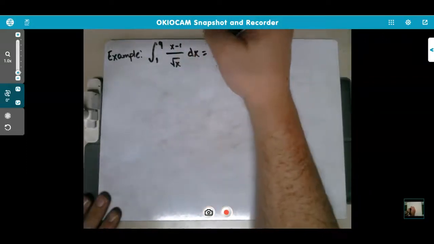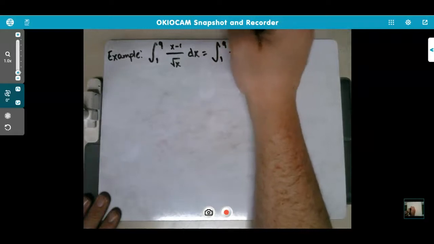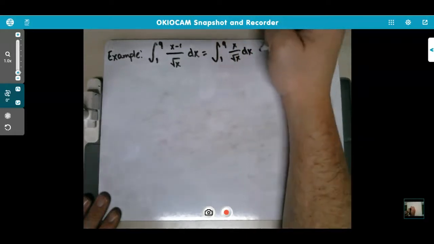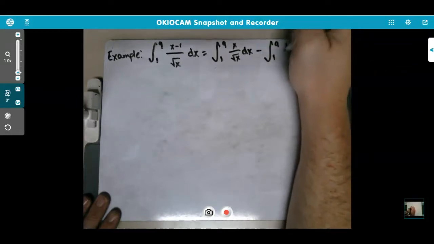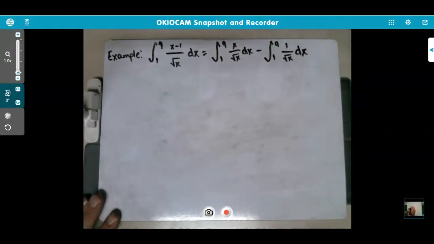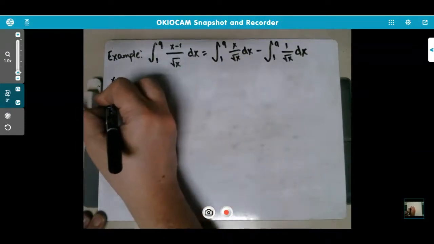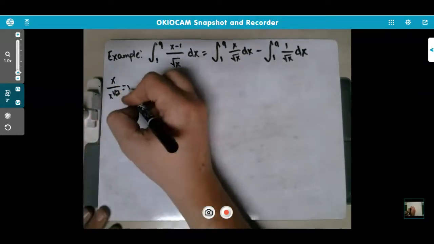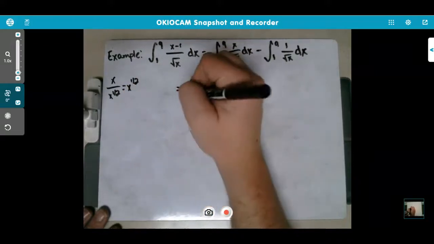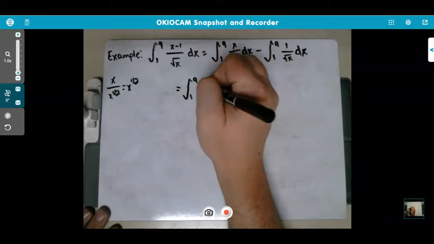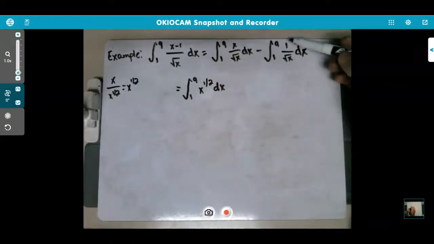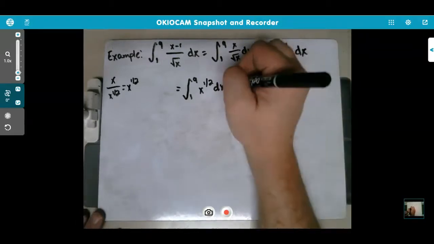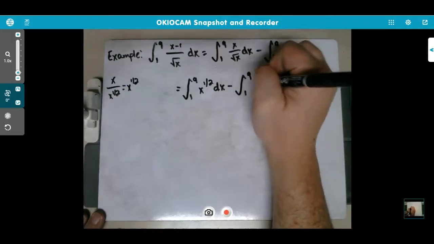Okay, so I can make this integral from 1 to 9 of x over the square root of x dx minus integral from 1 to 9 of 1 over the square root of x. And then I can try to rewrite these so that they help me out. So x over the square root of x is like doing x over x to the 1/2. And if I subtract those, that's x to the 1/2. So this first one is just integral from 1 to 9 of x to the 1/2 dx. And then 1 over the square root of x, that's like 1 over x to the 1/2. Since it is in the denominator, I can make it x to the negative 1/2.